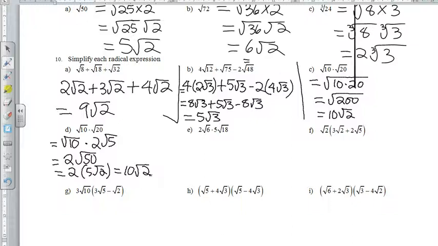2 root 6 times 5 root 18. So I can simplify first. This is 2 root 6, and root 18 is 3 root 2. Okay, now what do we do? Well, let's simplify again. So 2 root 6 times 15 root 2. And now you multiply the numbers outside. So 2 times 15 is 30. Root 12 is 2 root 3. So this becomes 60 root 3.